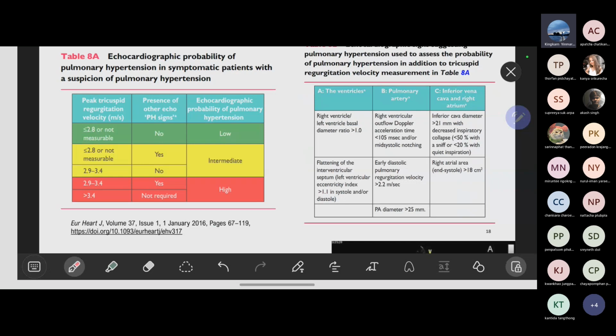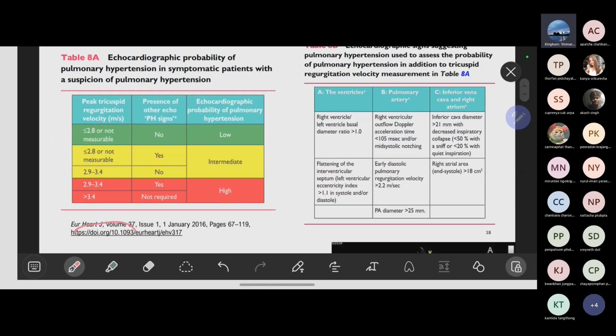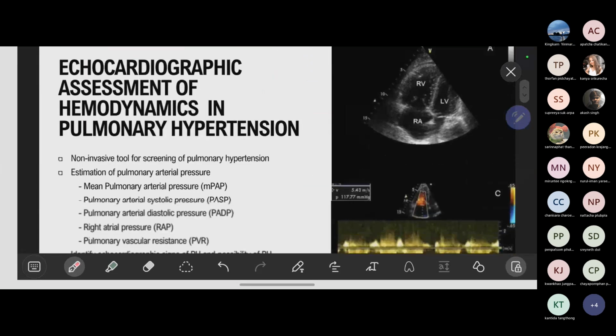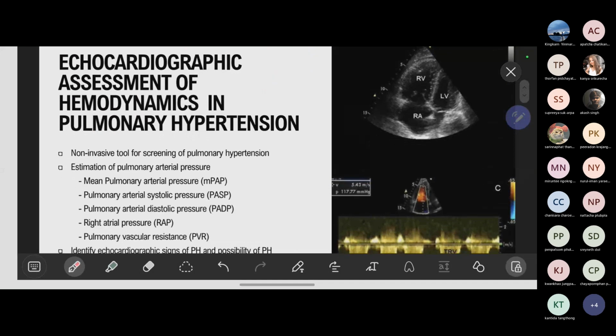And this shows how to assess pulmonary hypertension in echocardiography, which is recommended by the ESC guideline. This table shows the echocardiographic signs of pulmonary hypertension that I will tell you about later. Next, we will move to the echocardiographic assessment of pulmonary hypertension.